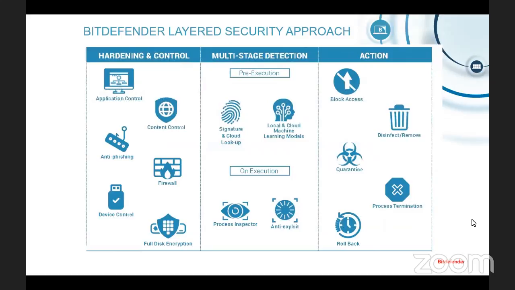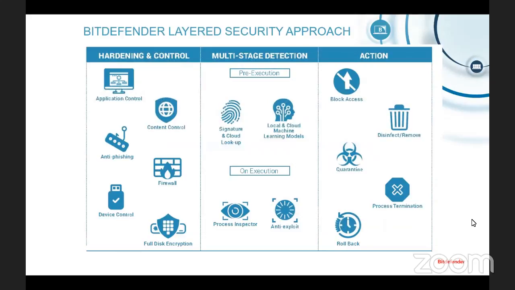On the multi-stage side, what we're doing in pre-execution is just looking at our database. Right? We want to see if we've already recognized something, and if we have, it's very easy for us to say, okay, this is good or bad. But we also have on execution our anti-exploit, which looks at behaviors, right? So we don't want to miss something just because it was a PDF file and looked okay. If there's something bad going on in the background, we want to make sure that we notice the behavior and take care of it there as well.